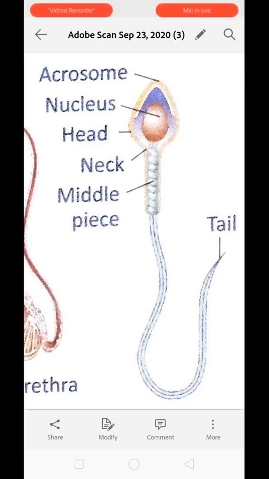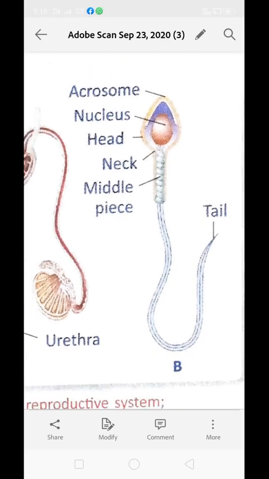Clear? Now, the neck region has lots of mitochondria. As it is produced in the male body, it has to travel a very long distance to fertilize the egg. So, to support the movement, they need more energy, and for energy production they need mitochondria. So the neck region has lots of mitochondria to produce energy. Now the third region is the tail region. It helps in swimming to reach their destination. Understood?